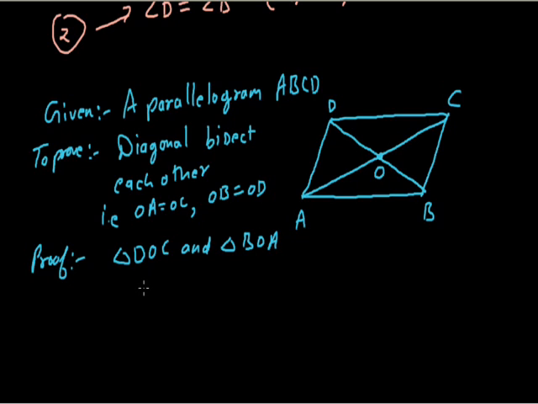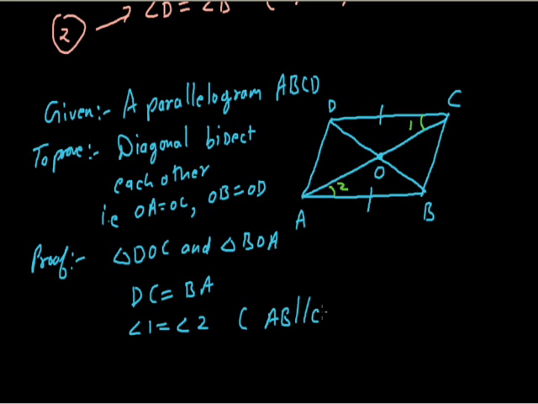Now, as we have already proved that the opposite sides of a parallelogram are equal, that is DC equals BA. Opposite sides are equal. And we also know that it is a parallelogram, it means the opposite sides are parallel. So we can say that angle 1 is equal to angle 2, because lines AB and DC are parallel. Reason: AB is parallel to CD.